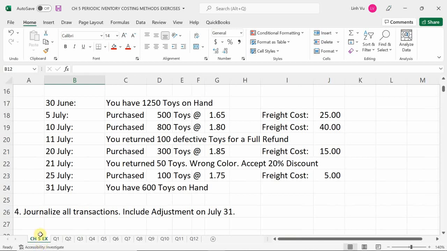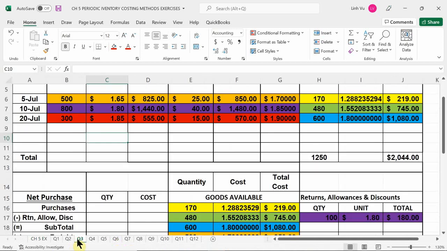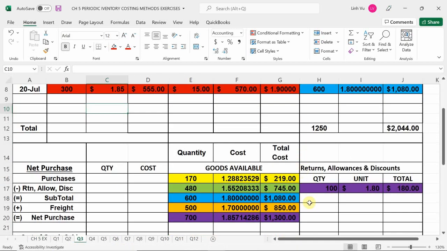But then July 21st, you end up returning 50 of those toys because they were the wrong color and you were willing to accept 20%. They shipped you another 50 toys that were the wrong color, but they convinced you to keep them and say you can still sell them, so they give you an additional 20% discount. Okay? So, inventory worksheet. Did we return the items?